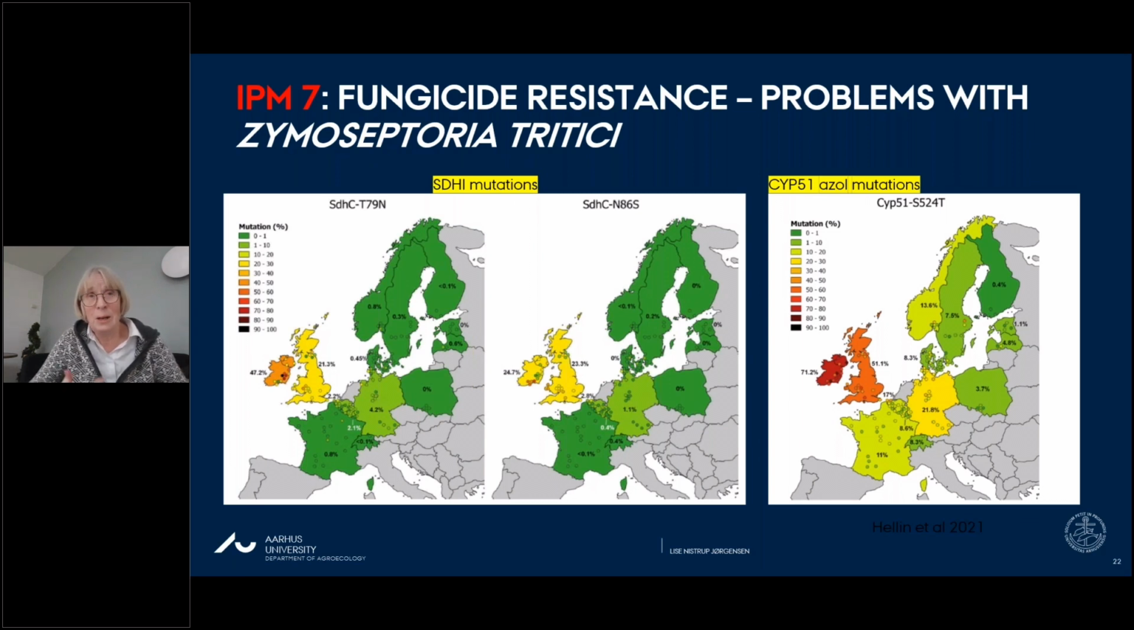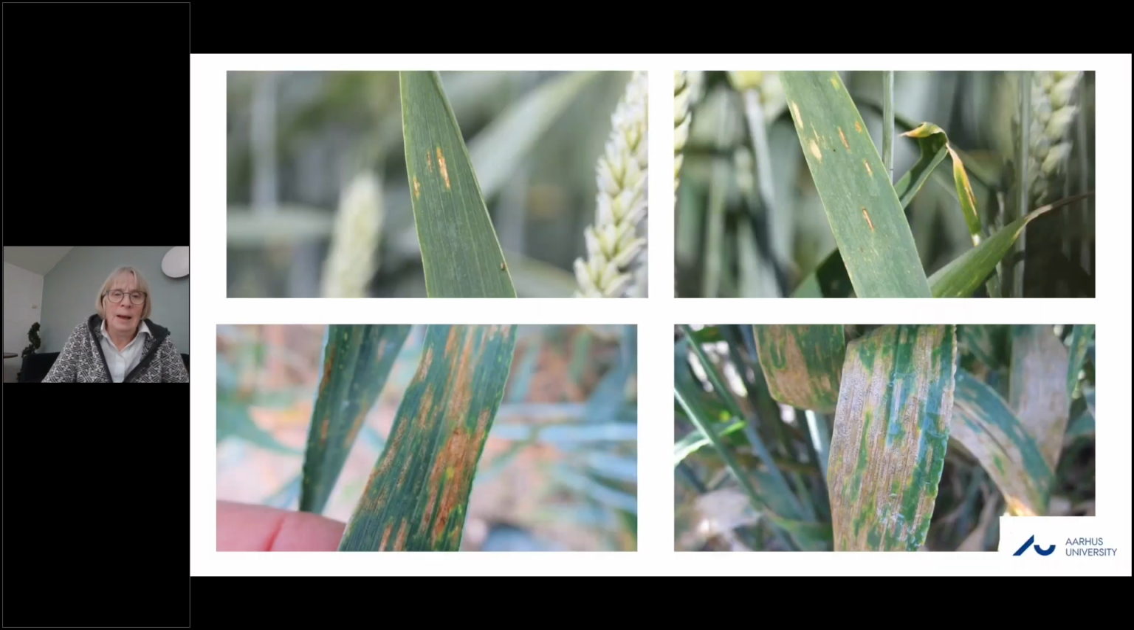And when we think about anti-resistance strategies from a Danish perspective, we really like to see that a single active should only be used once per season in order to keep down selection pressure and keep the products alive for longer.